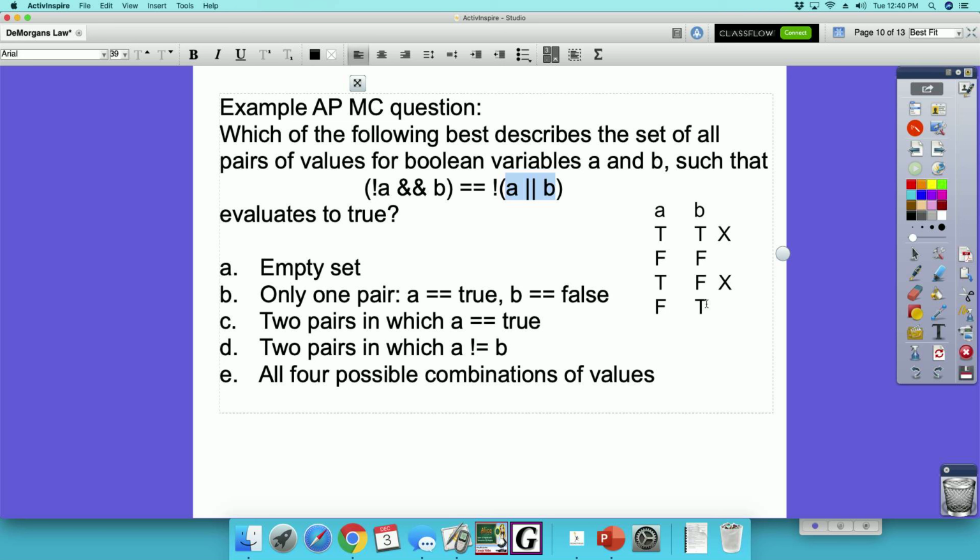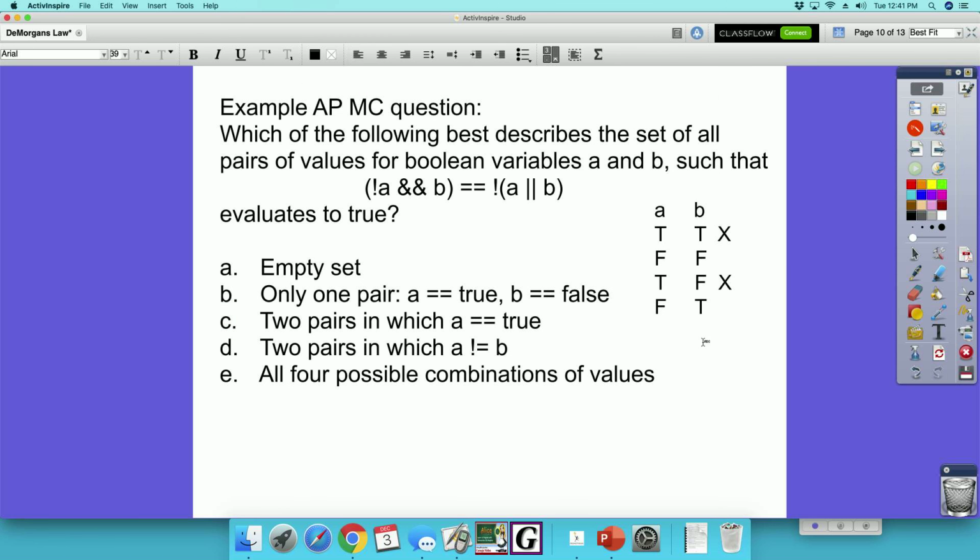So we have two pairs that work. So A is not it. Does it say one pair? No, we have two pairs. So we've got to look at either C or D. Two pairs in which A is equal to true. In both these pairs, A is equal to true. All right, let's look at D. Pairs in which A is opposite of B. This pair, they're the same. So D is not it. So the answer is C. Two pairs in which A is equal to true.